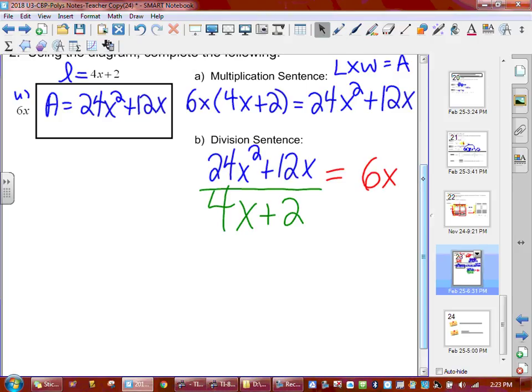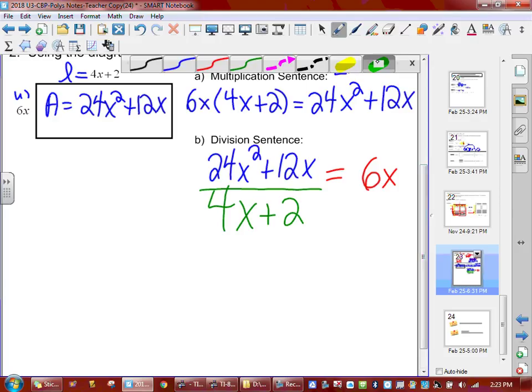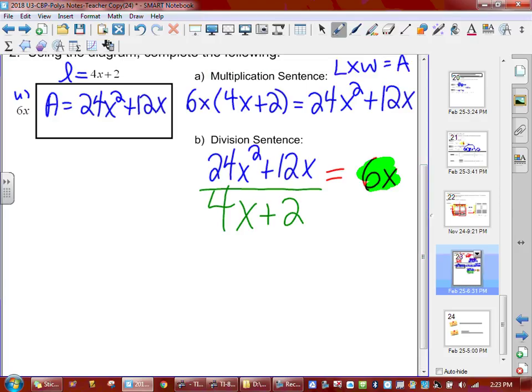So, these two things right here, the 6x and the 4x plus 2, they can trade spots. It doesn't matter which one goes where. They can trade spots. Okay? So this is your answer, divided by one side equals another side. Okay? And that's how your division works. Okay? This concludes Unit 3 and Lesson 3.4 on dividing polynomials.